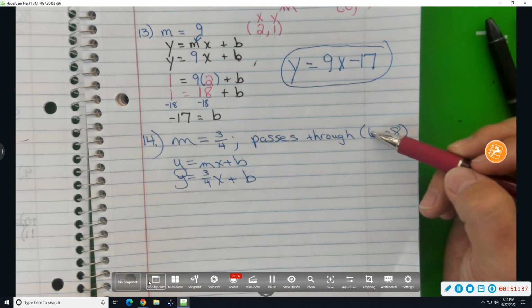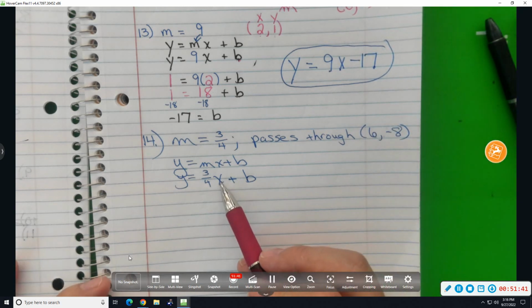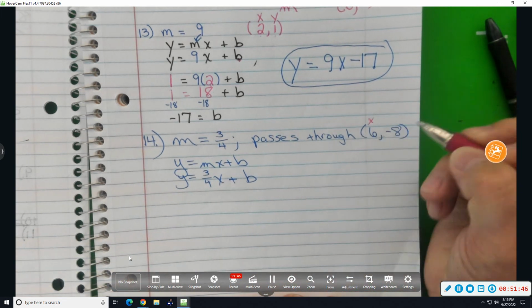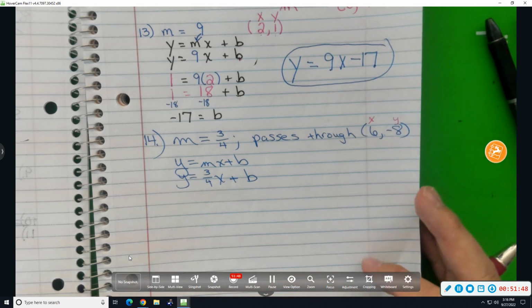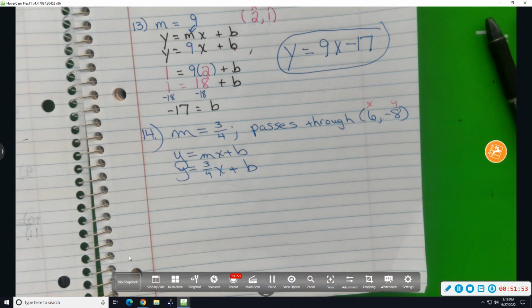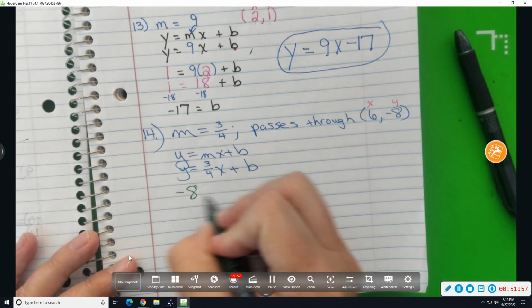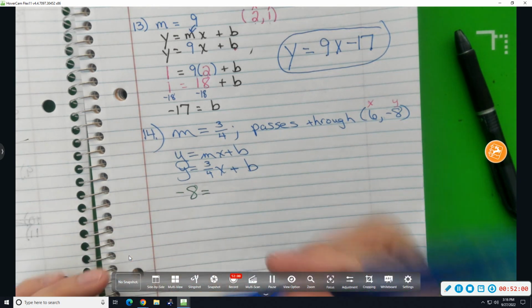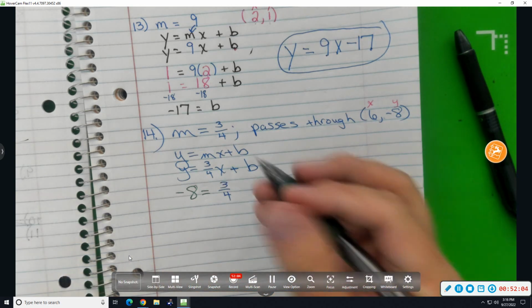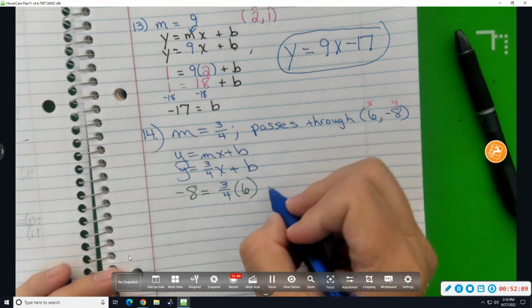This point is on the line, which means it has to satisfy the equation. The x value at this point is 6, and the y value is negative 8. So we're going to plug in negative 8 for y. We have negative 8 equals 3/4 times x, where x is 6, plus b.